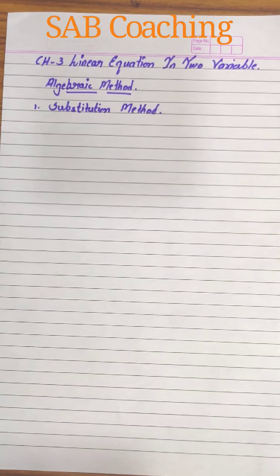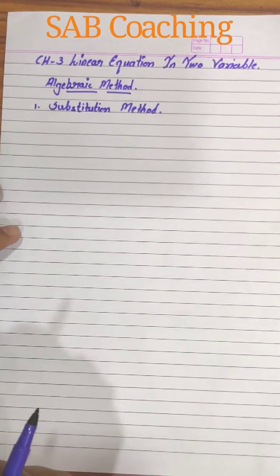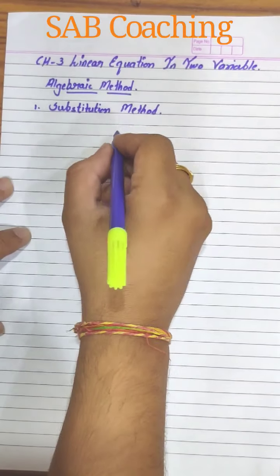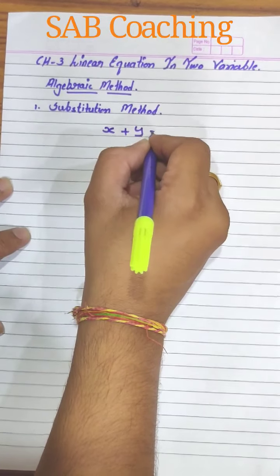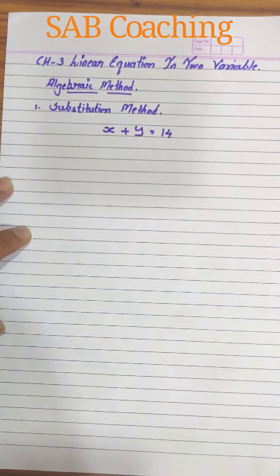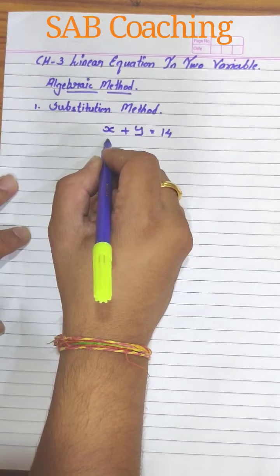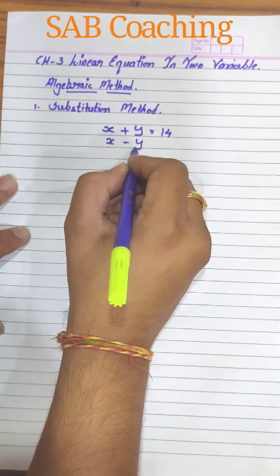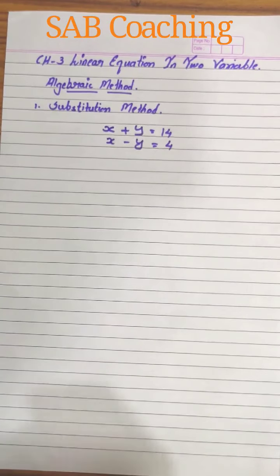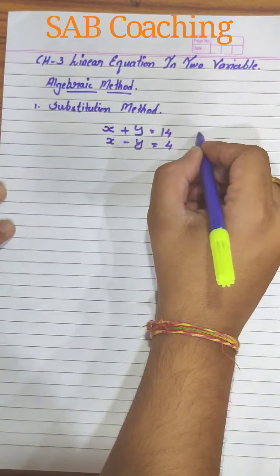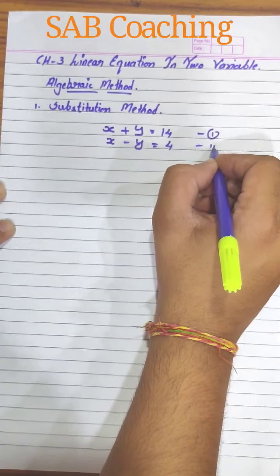Let us understand this with the help of an equation, that is x plus y equal to 14. This is your first equation, and second is your x minus y equal to 4. So these are the two linear equations that are given to you. Now you have to solve this equation by substitution method. So in the substitution method, this is your equation number 1 and this is your 2.